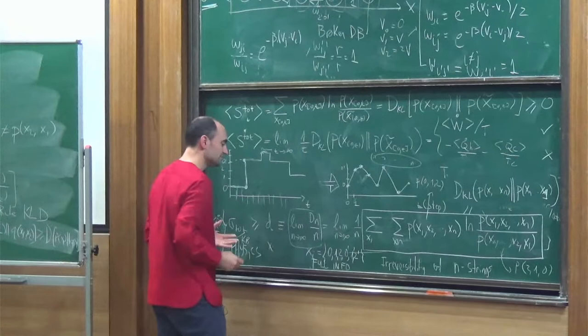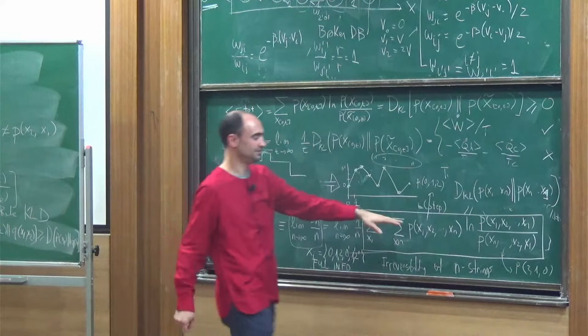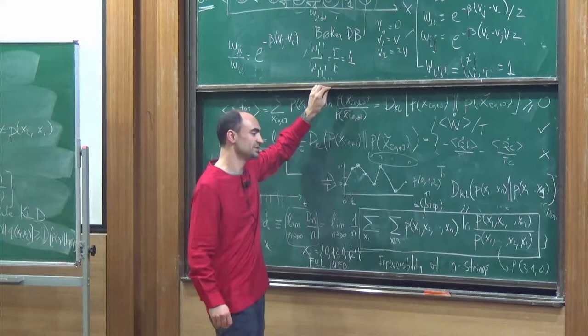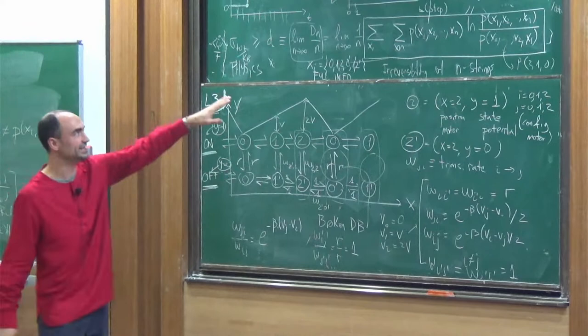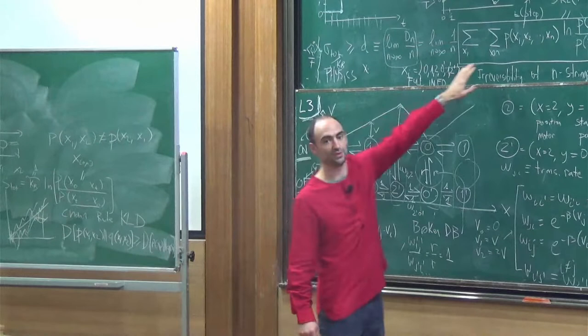How to make this put to work? It will strongly depend on the nature of this sequence, x1, x2, on the nature of the stochastic process that we observe. The simplest case is, of course, when it's IID, there's nothing to say. If it's an IID process, this is equal to zero. If you take numbers from a lottery, it's totally reversible. But the next step would be Markovian.